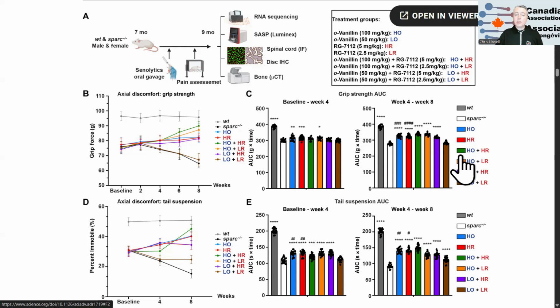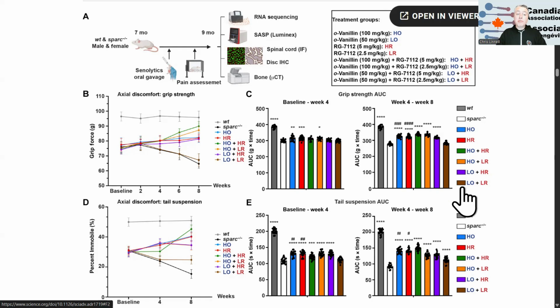Green is the high dose vanillin and RG together. Yellow is the high dose of ovanillin and low dose RG. Purple is the low dose ovanillin and high dose RG. And brown is the low dose vanillin combined with low dose RG.